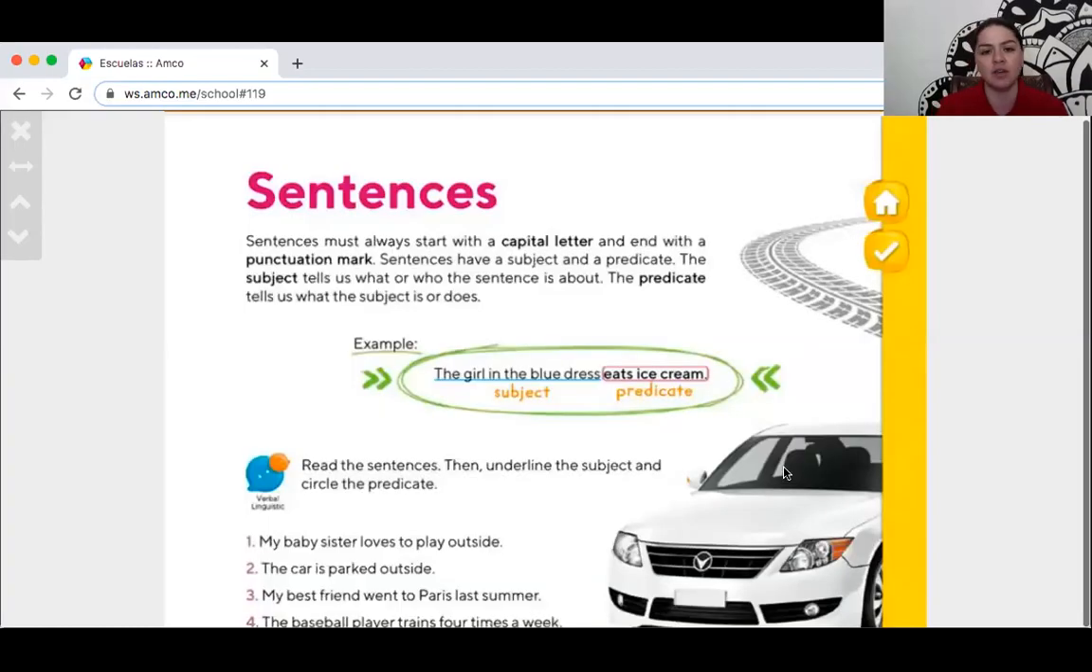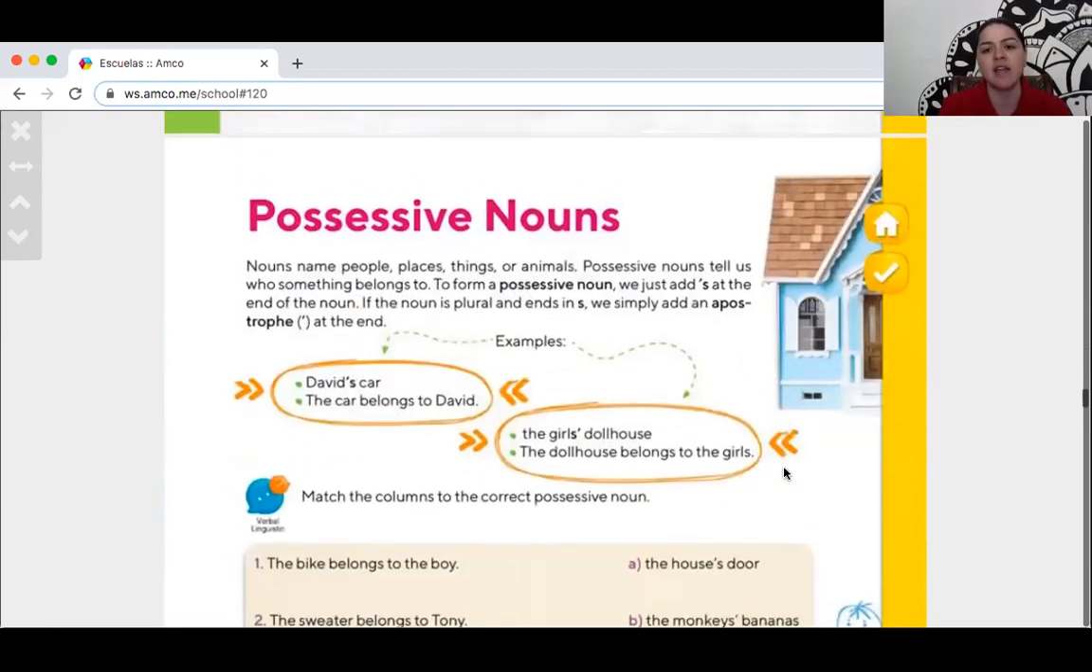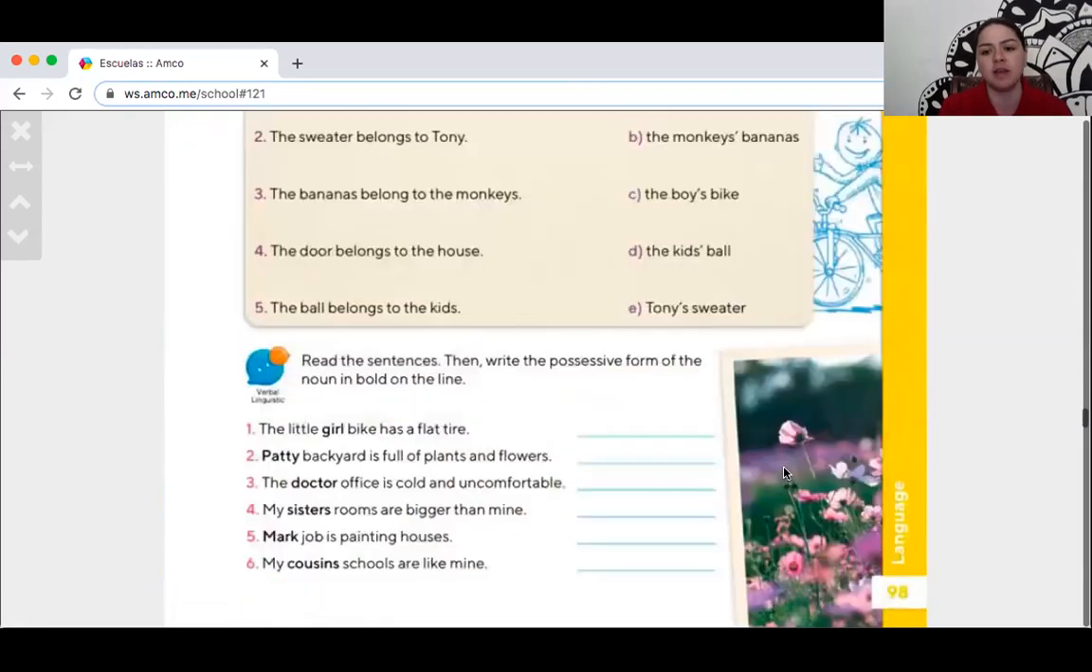Okay, so today we are going to work in two sections from our book, Language and Global Citizenship. First, we will start with language. We're going to work in pages 96 to 98, okay? Let me show you those pages so you get a little bit familiarized with it. It's sentences and then more about sentences, and then we will talk about possessive nouns, okay?